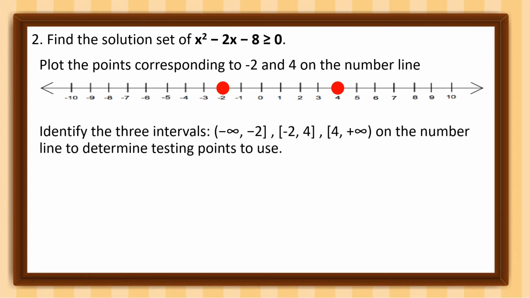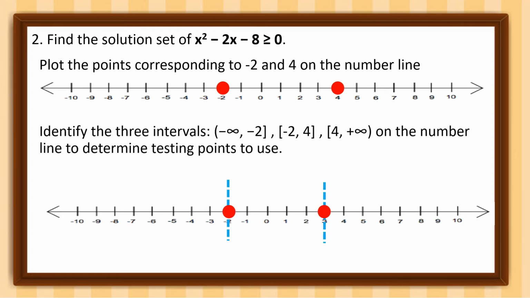Now, identify the three intervals. The first interval is from negative infinity up to negative 2. Since negative 2 is included in that solution, we will use a bracket. And the second interval is from negative 2 up to 4. Since negative 2 and 4 are included, we will use also a bracket. And the third interval is from 4 up to positive infinity. And we will use also a bracket.